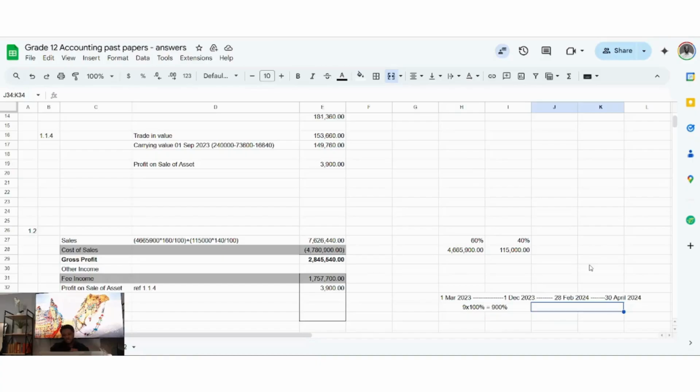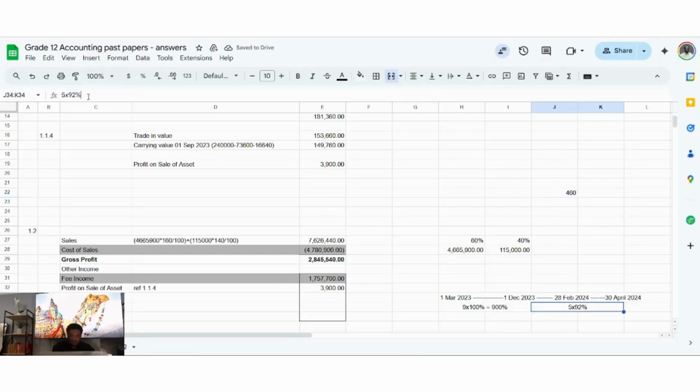So that's December, January, February, March, April. So that's 5 months. So you're going to say 5 multiplied by 92. So 5 multiplied by 92%, because remember that the rent decreased by 8%. So 100% minus 8. And 5 times 92, let's just quickly work it out. That's 460.